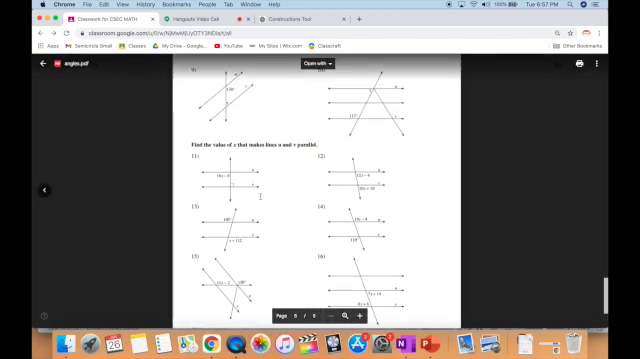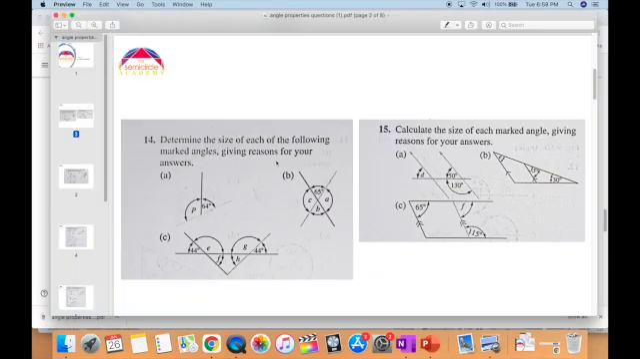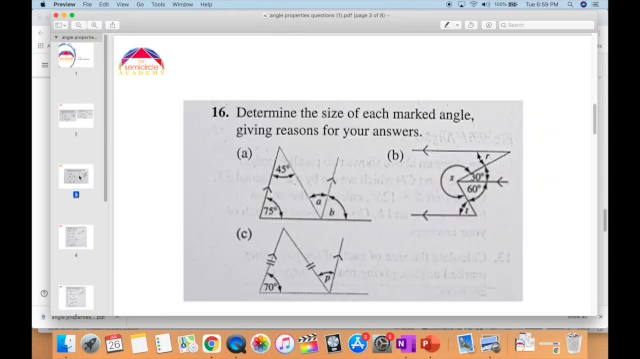I didn't put any answers here, so we'll talk about that. So these are what some of the more CSEC-like questions will be. Determine the size of the following marked angles, give reasons for your answers. So you see this angle here, P and 64 degrees. Well, they're on a straight line, so they are supplementary. You have to give reasons, so you have to state because they are supplementary. You have to state over here angles around a vertical angles and angles around a point, and that kind of thing. Right?